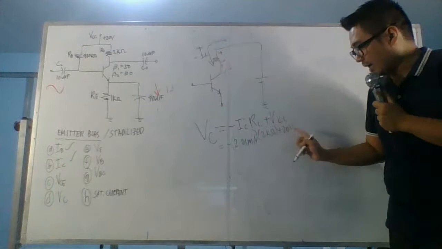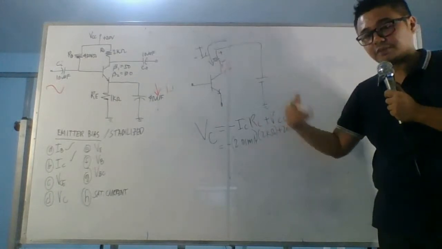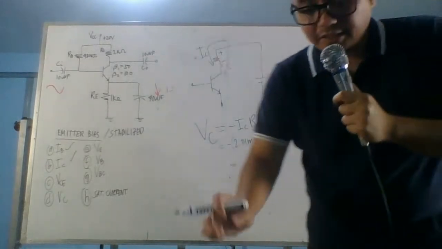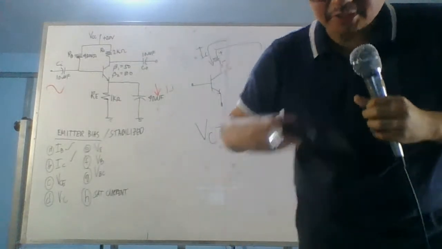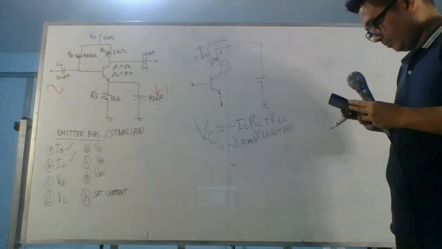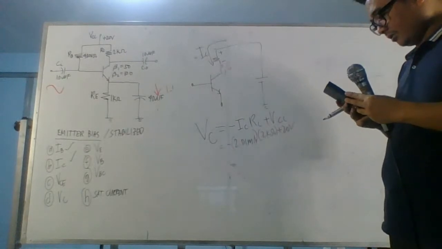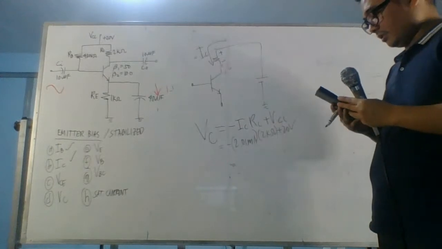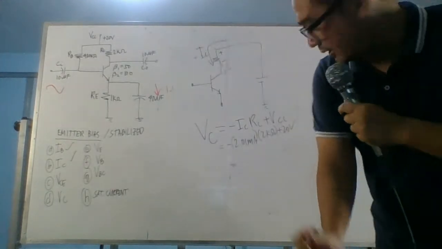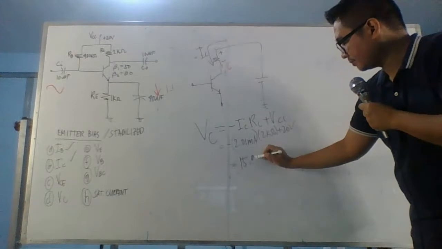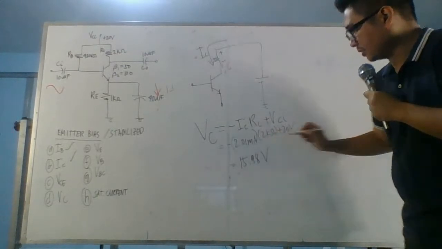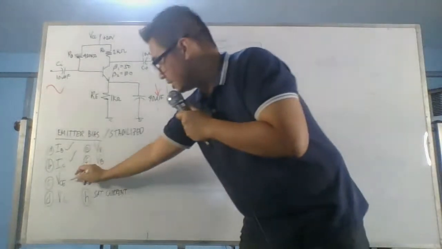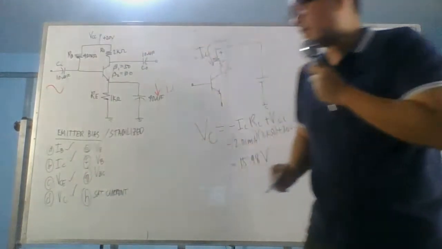Hindi ka pwedeng mag-add ng volt at millivolt. I-convert mo muna siya sa parehong unit. Okay, so let me just calculate this. Yan, so nasa 15.98 volts. So that is our VC. Okay, so nasagot na natin yung VCE tsaka yung VC.